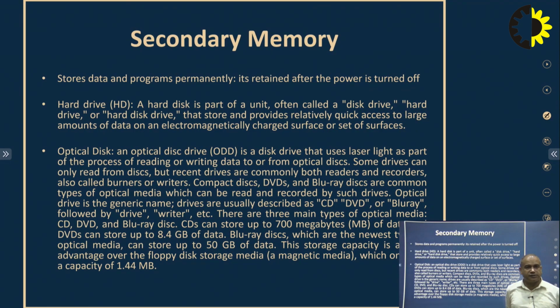If I talk about secondary storage, it stores data or programs permanently and retains them after the power is turned off. The first most important secondary storage is the hard disk. A hard disk is part of the unit, often called a disk drive, hard drive or hard disk drive, that stores and provides relatively quick access to large amounts of data on an electromagnetically charged surface or set of surfaces.